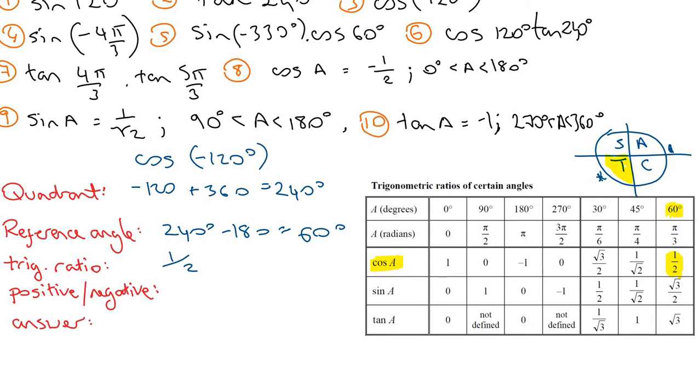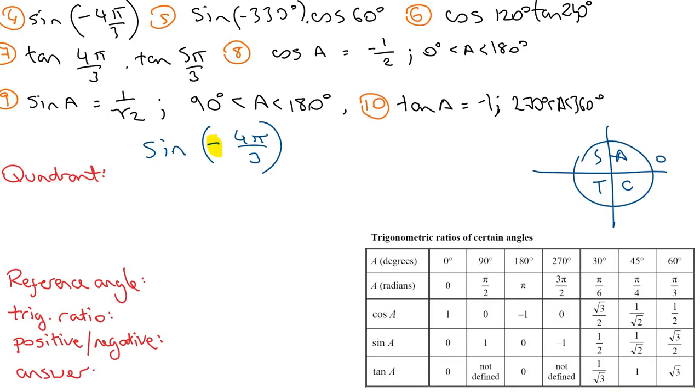Is it positive or negative? Well, we know that in quadrant number 3 here, only tan angles give a positive value, so therefore cosine has to be negative. So our answer is minus a half for the cos of minus 120 degrees.